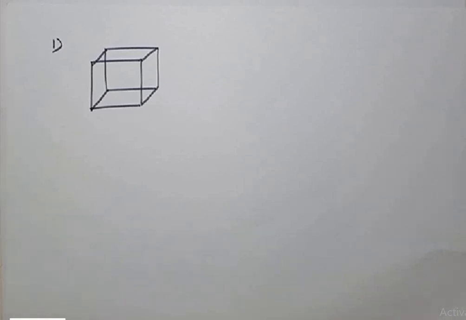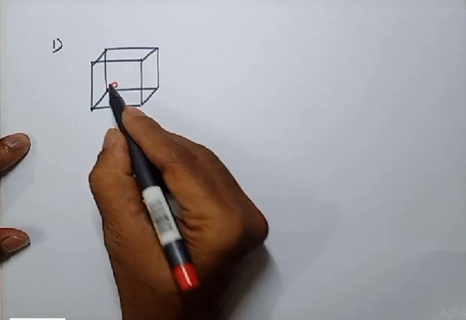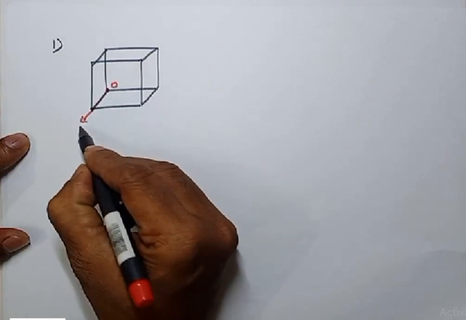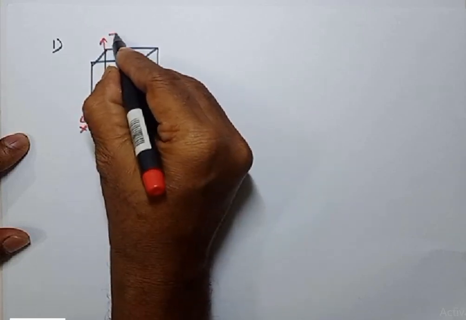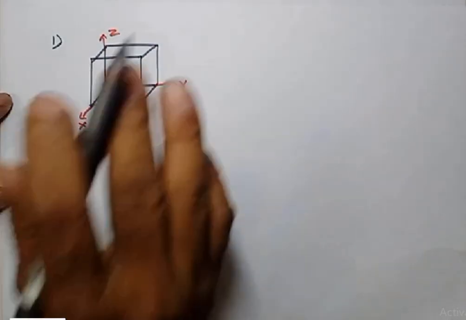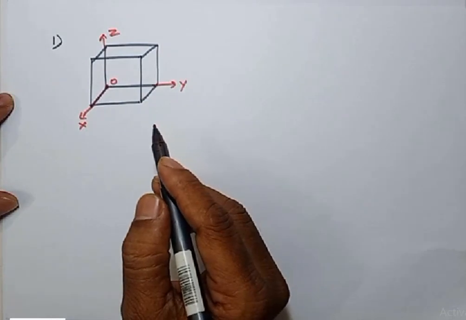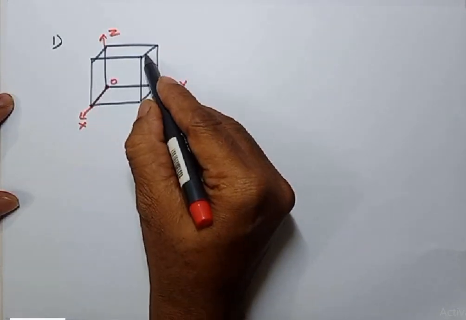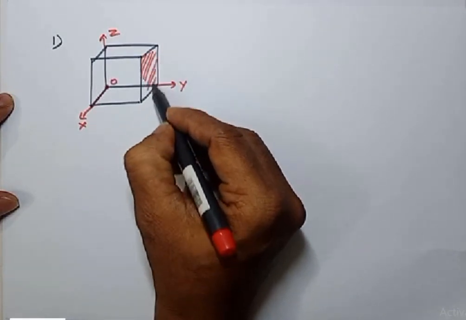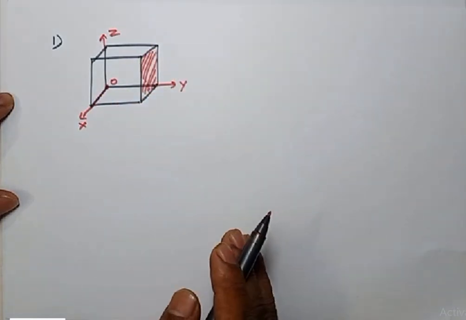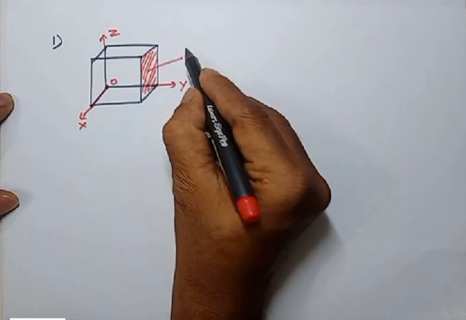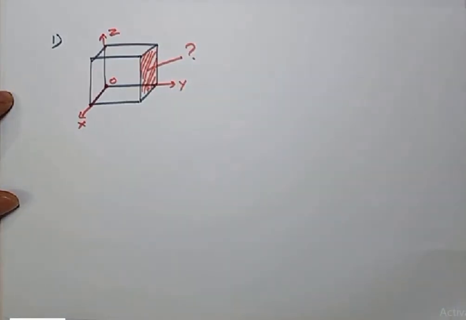So where I'm going to keep the plane, listen. This is the origin, this is the x-axis, this is the y, and this is the z-axis. Now I'm going to take a plane here. I'm taking this surface as the plane. What is the Miller indices for this plane?